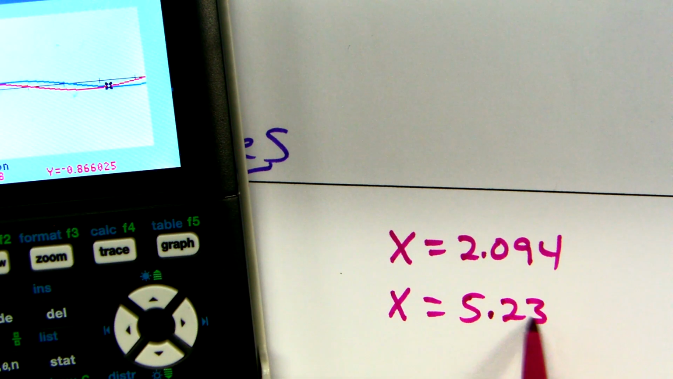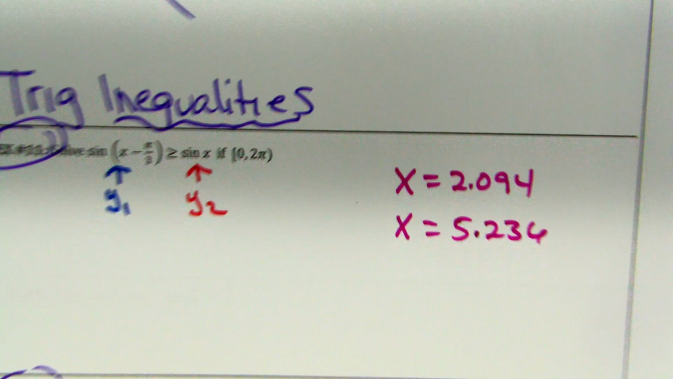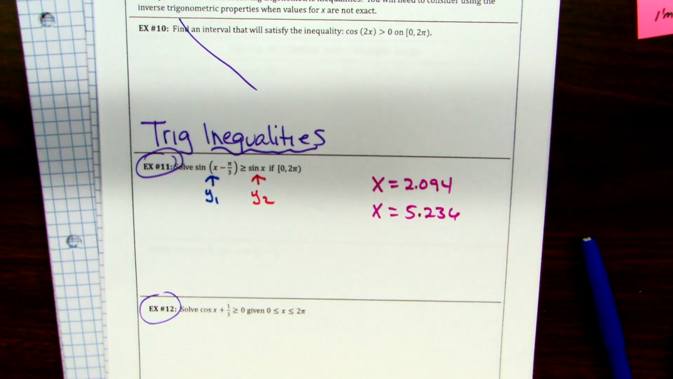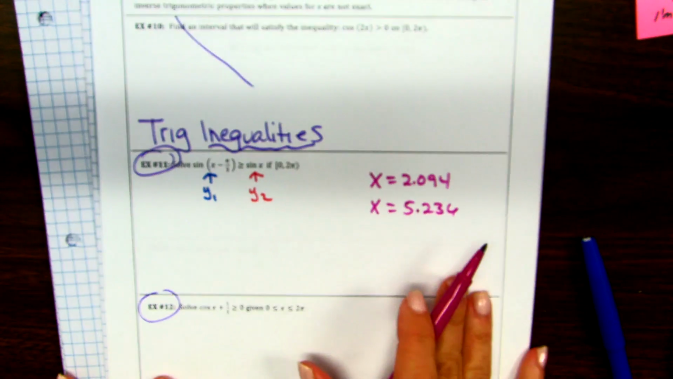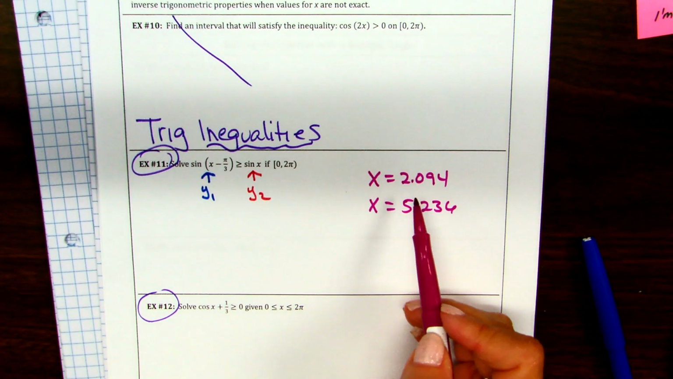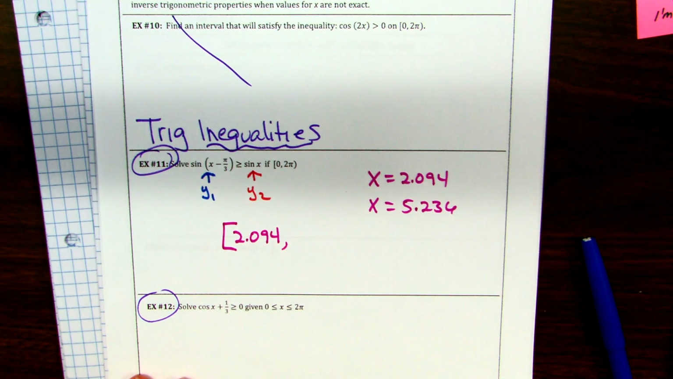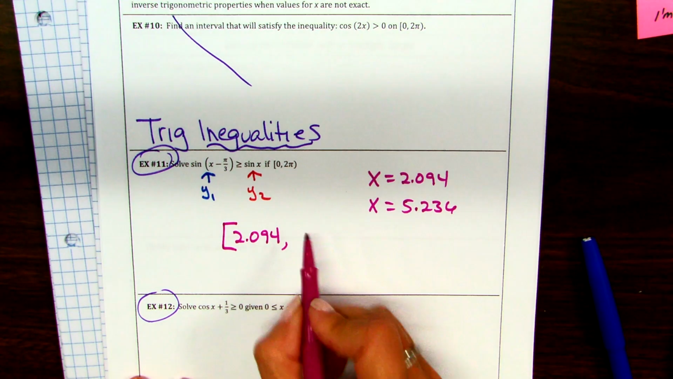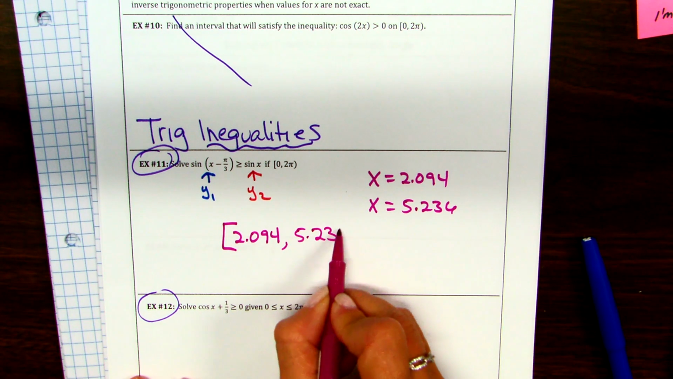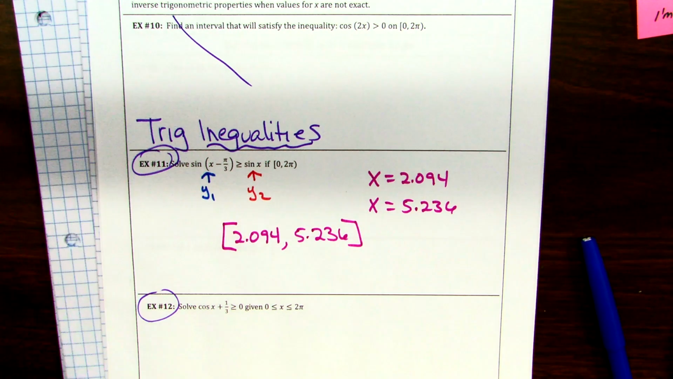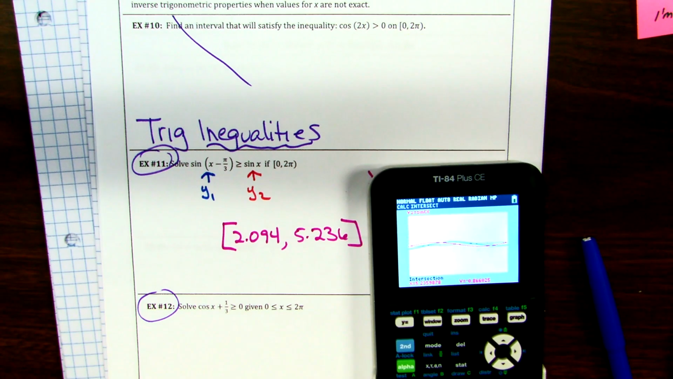5.236. Okay, so with an equation like the ones we did yesterday and the day before, that's our two answers, right? Where they are equal to each other is where they intersect. But here, we want to say, in interval notation, from 2.094 to 5.236. That section of the x-axis is where blue is above red, between those two intersecting points.